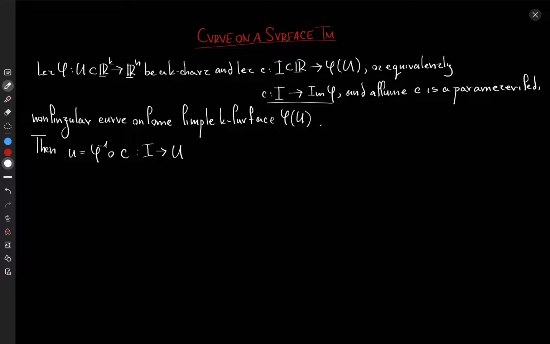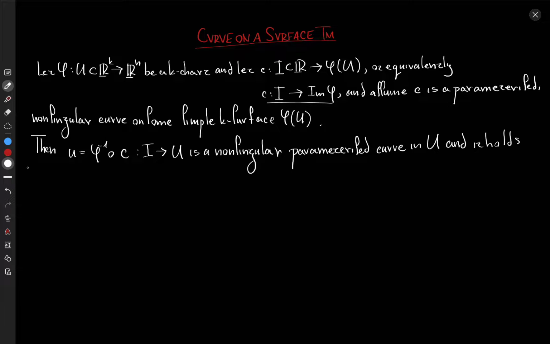Now, this also is a non-singular parameterized curve in U, and it holds that C is equal to phi after u. Alright, so let's prove this.